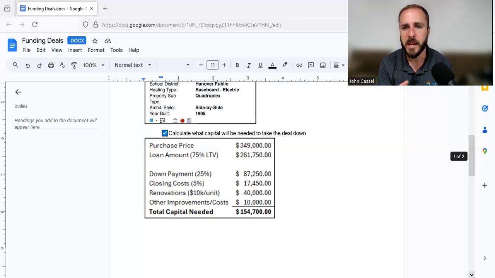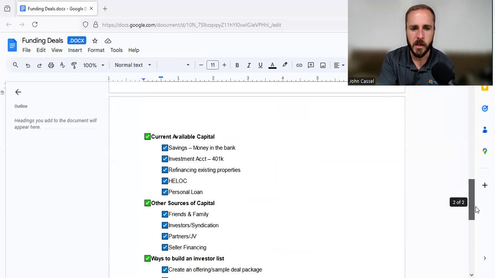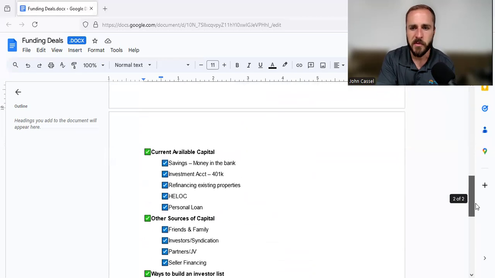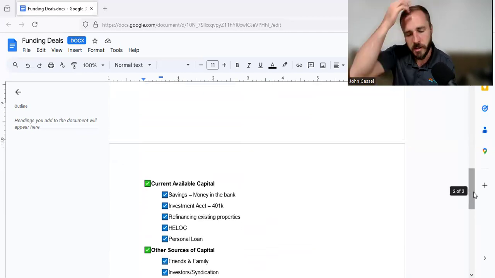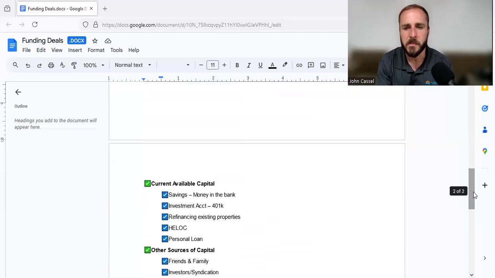So the next step would be finding where you're going to find that money from. So when you're looking at where you're going to find available funds, the first thing you're going to look at is what's available to you. What do you currently have? So that could be savings, your money in your bank that you've been saving up for a while that you're ready to put into a deal.